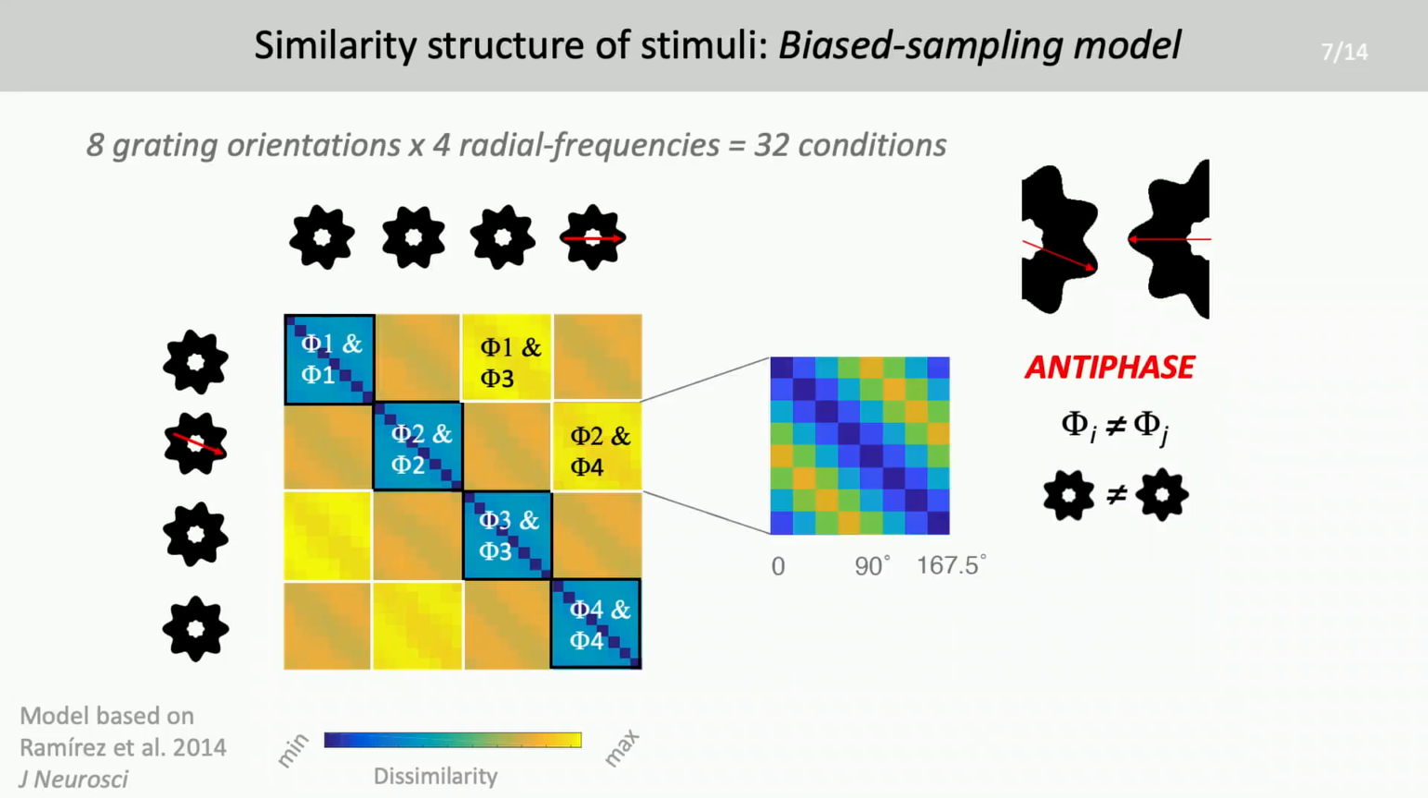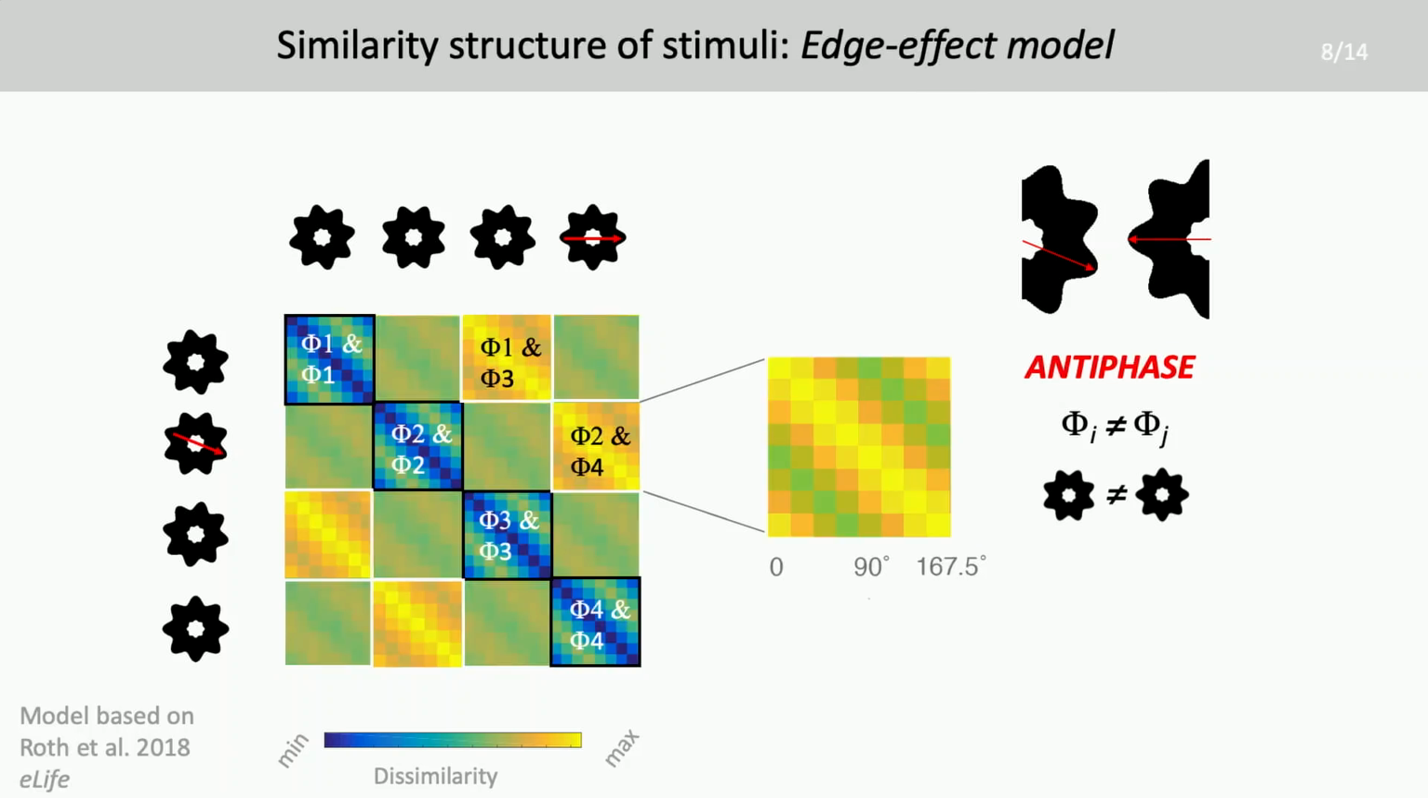Importantly, the biased sampling model predicts the same representation of grating orientation also when the modulators of the visually presented gratings are in antiphase. In stark contrast to the biased sampling model, the edge effect model predicts that the representation of grating orientation for gratings presented with apertures in antiphase will exhibit the opposite dissimilarity structure. Perhaps counterintuitively, this model predicts that identically oriented gratings across aperture phases, specifically in antiphase, will be maximally dissimilar, as indicated by yellow cells along the main matrix diagonal.